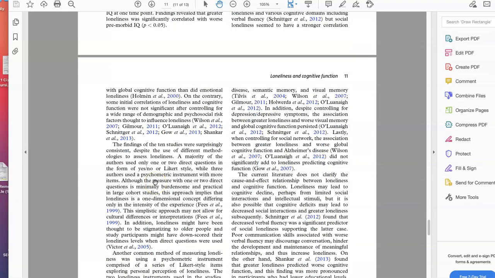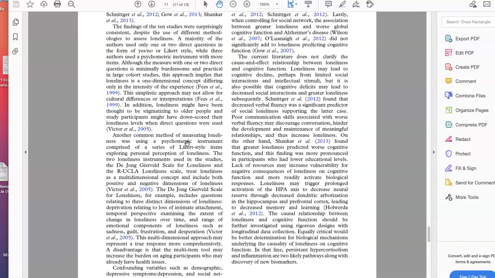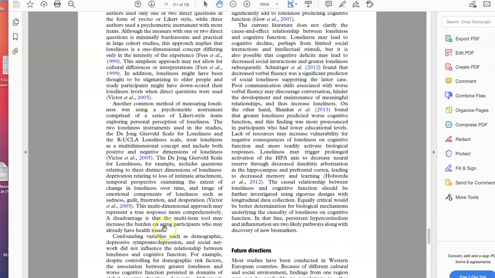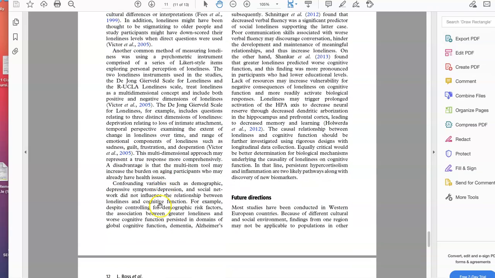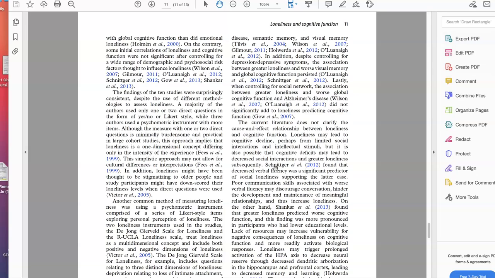A lot of times I'll talk about my findings compared to other findings in the literature that maybe, for whatever reason, I didn't include in the review. This was important to talk about: the findings of the 10 studies were consistent despite the use of different methodology to assess loneliness. So that's something I put in the findings so that you can see all of these different ways of measuring loneliness. I talk here about the Likert 10 scale, or the yes-no questions, and here about the UCLA scale. I go back and talk about some of the confounding variables that I also mentioned in the findings section.